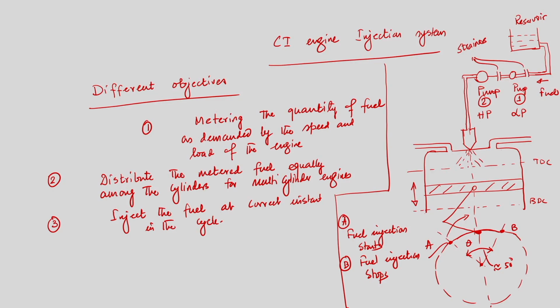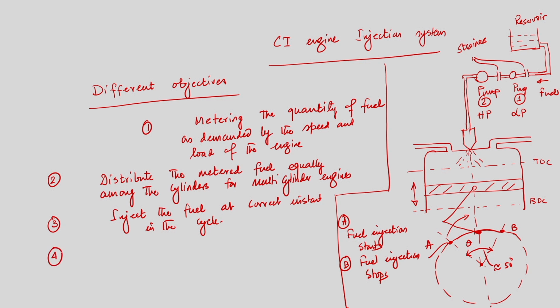When we design an engine, either a CI engine or SI engine, we need to supply fuel for a desired amount of time, and that is why it is very important that the metering system will be able to inject fuel at correct instant in the cycle.